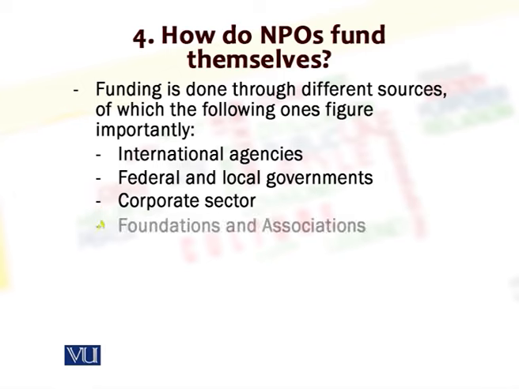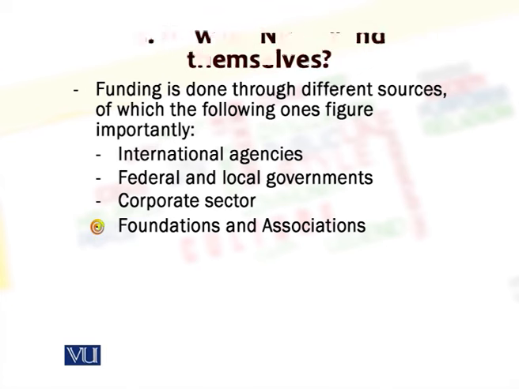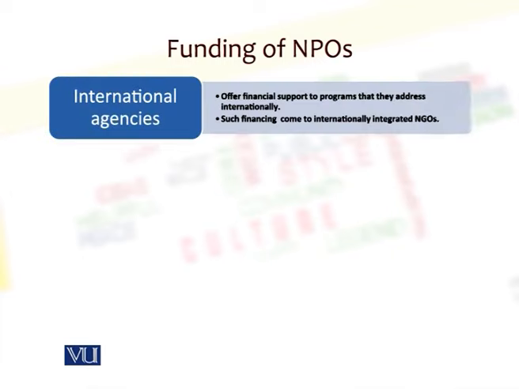Last but not the least, they deal with foundations, which I talked about earlier. Foundations being the parental entity of NPOs in case NPOs are controlled and monitored by certain foundations. International agencies come into play because there are certain causes which are addressed and supported by international agencies the world over. So if an international agency is supporting a certain cause in other countries, there is every chance that that international agency will support the same cause in our country as well. So that is how the international agencies come into play.